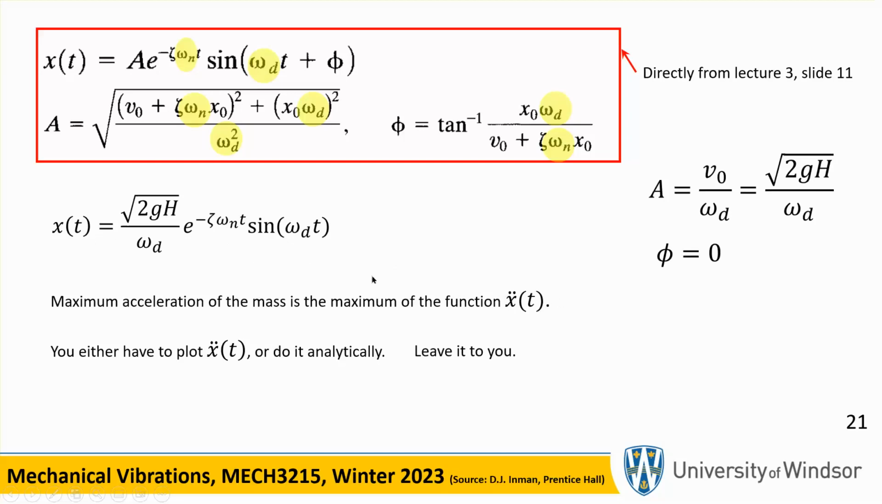But if you have your x, it's right here, and you plot it analytically, you're going to get the maximum x double dot. Now just look at this. This is your x. X double dot is going to be some ugly expression, and plot it, find out what the value is.